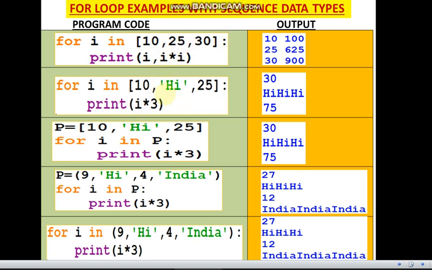So here you can see the same example with another list with the values 10, and a string element is also there in the list, high, and then 25. So what it will do, since in the print function we have given I into 3, it will fetch the first value. I will take the first value of the list, 10. So 10 into 3, 30. Then high, that is a string, high into 3. So you know that when we multiply a string, it replicates. So it replicates it thrice, high, high, high, and then again it will fetch the next value 25 and it will print 25 into 3, that is 75.